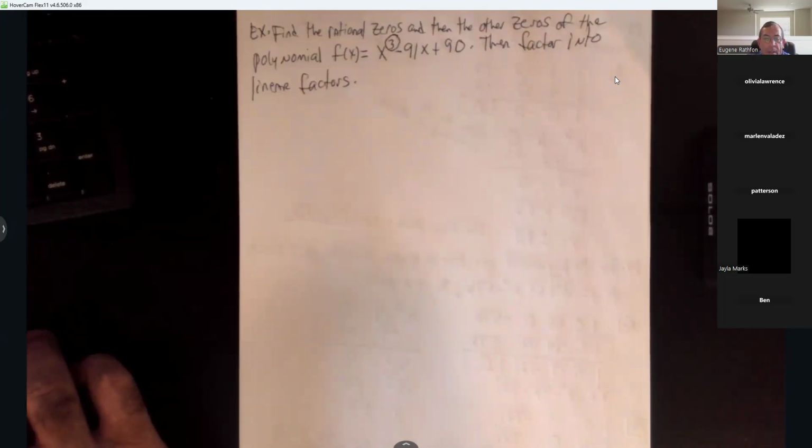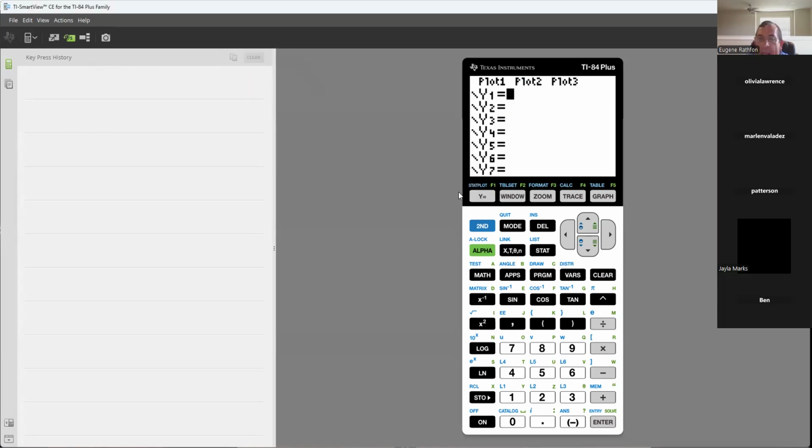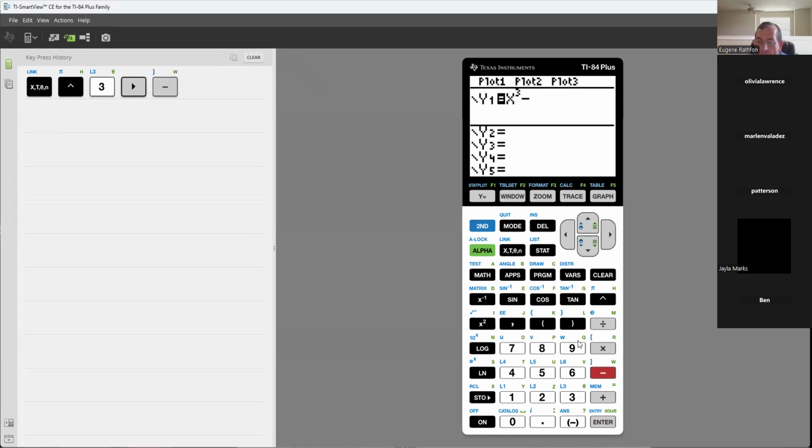So let's go to our calculator. I'm going to go to y equals. And I'm going to put that in. I had an x to the third. Arrow down. Minus 91x plus 90. So I'm just looking for x-intercepts that happen off of this polynomial, okay? I need at least one x-intercept. So here we go. Let's graph it.